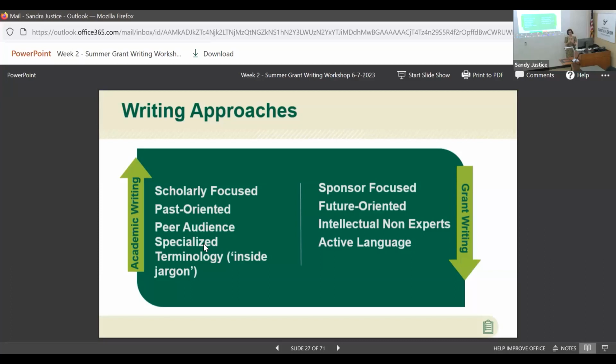When you're writing to a foundation, that foundation may not have a board that represents the top of your field. They may have a board of donors or legislators or stakeholders. So you have to write to your peer reviewers. You need to know who your peer reviewers are. In academic writing, that's always going to be the top of your field because you're going to be writing to your journal, right? But in grant writing, you want to write to the people that are going to be funding you. You want to write to intellectual non-experts, especially that one-page summary.